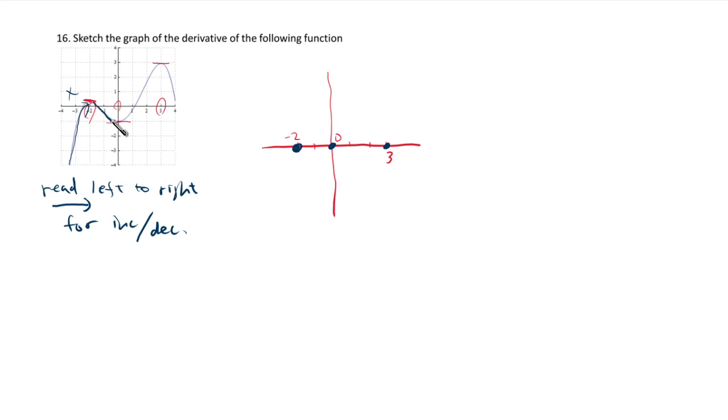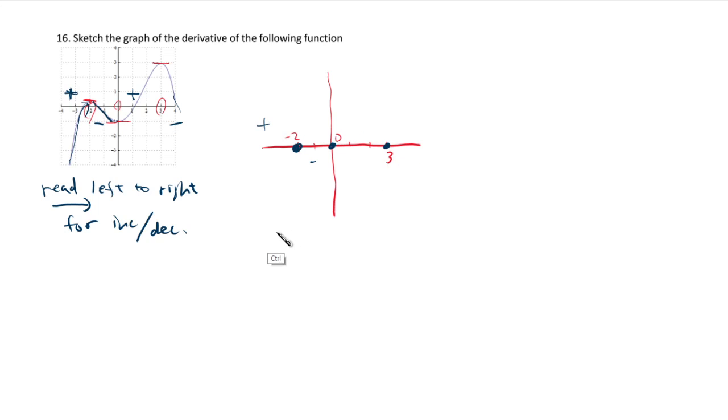Here it's decreasing, so the derivative must be negative. If the value of a function is negative, that means the graph will be below the x-axis, right? So just to make sure that we remember that, I'm going to put the positive sign above the x-axis and the negative sign below the x-axis. Between 0 and 3, again the function is increasing, so it must be positive. And after 3, the function is decreasing, so it must be negative. It's plus, minus, plus, minus.